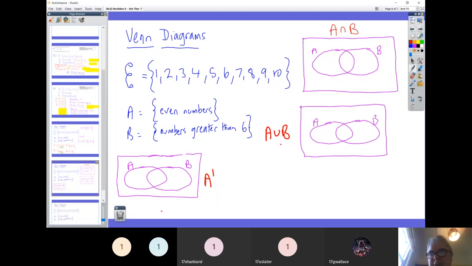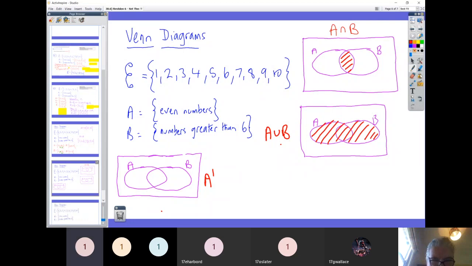Okay, right, so A intersection B is clearly the bit where they overlap. So that's you're in A and you're in B. A union B means you're either in A or you're in B or you're in both. And then not A, now think what A would be. A would be anything in A.